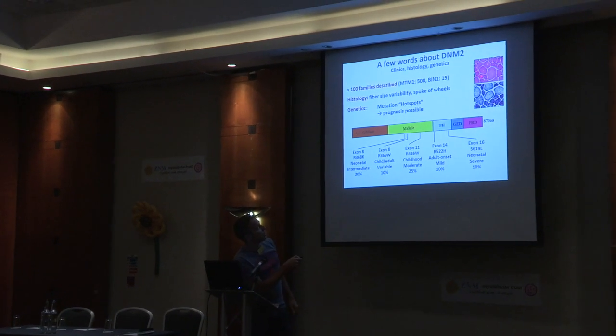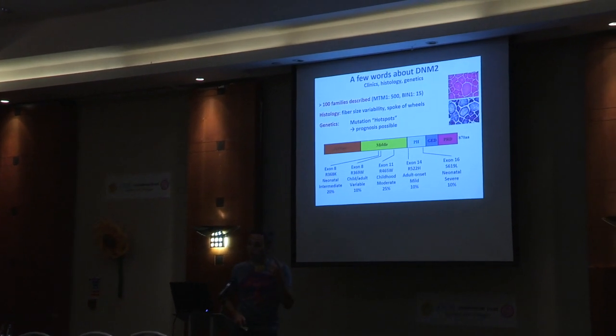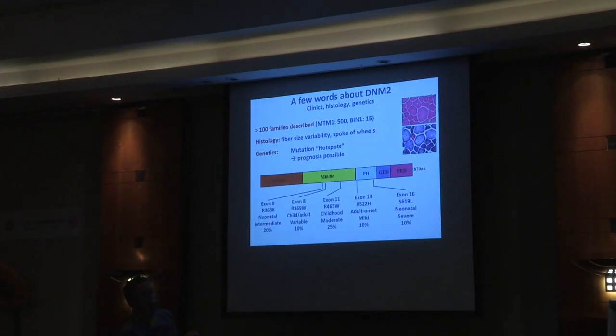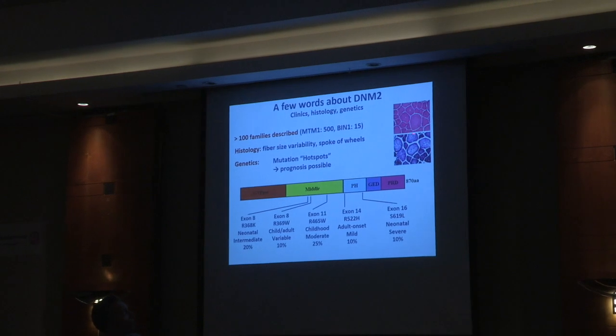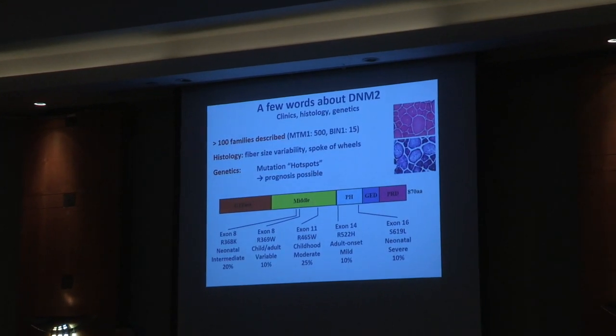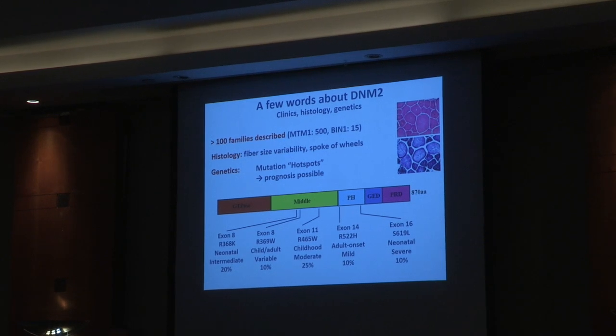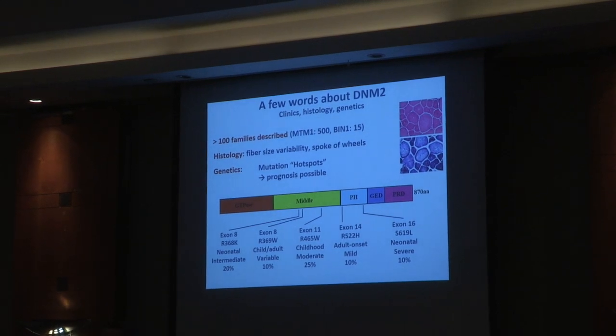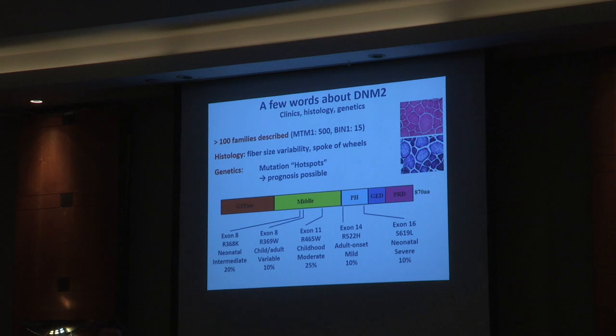We see here that there are lots of centralized nuclei, but what we also see, and what you see on this picture, is that we have a very big fiber size variability. Here we have a very big fiber, there we have a very small one, big one, small one. Typical for Dynamin 2: big fibers, small fibers, internalized nuclei. And on another staining, this blue staining, we have here typically what we call the spoke of wheels. This is also very typical for Dynamin 2 cases. So based on the biopsy, we can already say, okay, this looks very much like Dynamin 2.